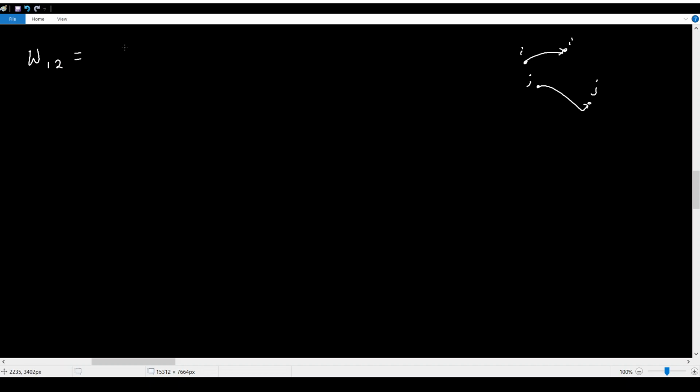Now the work done has to be the sum over all the particles, and the work done by each one of the particles. So 1 to 2, Fi dot dsi. Right.